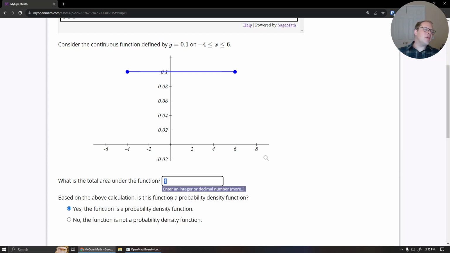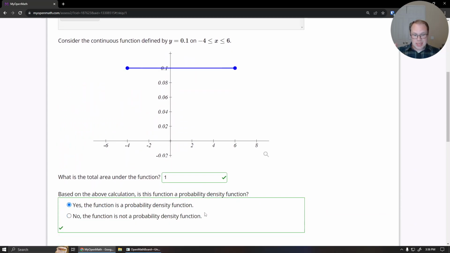If this were anything other than 1, then this couldn't represent a probability density function because the total area underneath would not represent all possible outcomes of an experiment. It would not represent 100% of all possibilities. So the total area has to be 1 for this to be a probability density function.